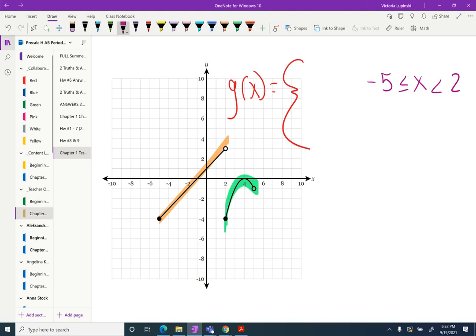Okay. And so it seems like we're getting better at the domain part. So I would say that the next one is from 2 to 5. And you're going to have an equal to on the 2 because of that closed circle. Just out of curiosity, if I did say what is f of 2, can anybody tell me what f of 2 is? -4. Okay, good. And again, you're going to use the closed circle, not the open circle.